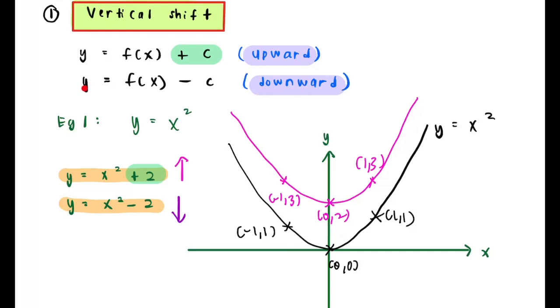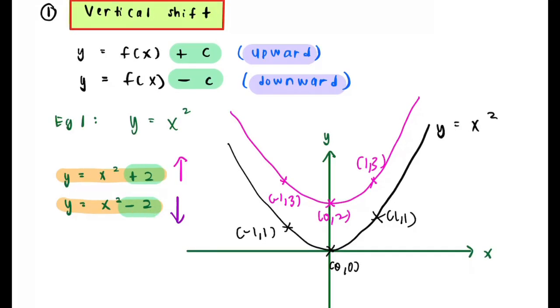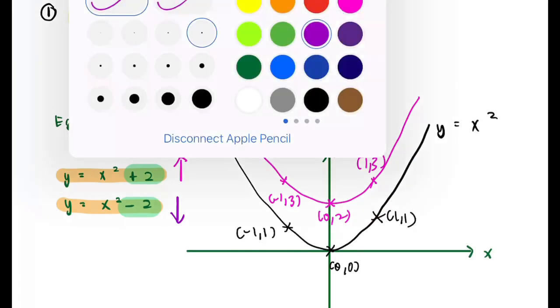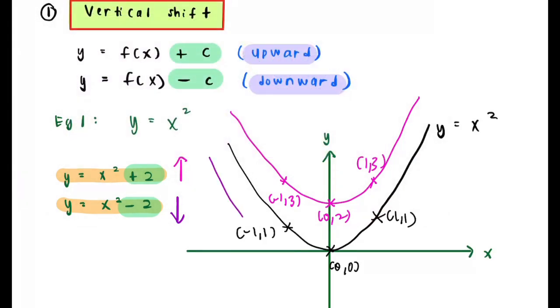The graph y equal to f(x) will go down when you have minus c outside of the graph. Okay, let's see here. For example, y equal to x squared minus 2. You can see that minus 2 is at the end of this x squared here, meaning that first you need to draw the basic graph y equal to x squared. Now you need to draw a new graph which will go down by 2 units. So this is the new graph.